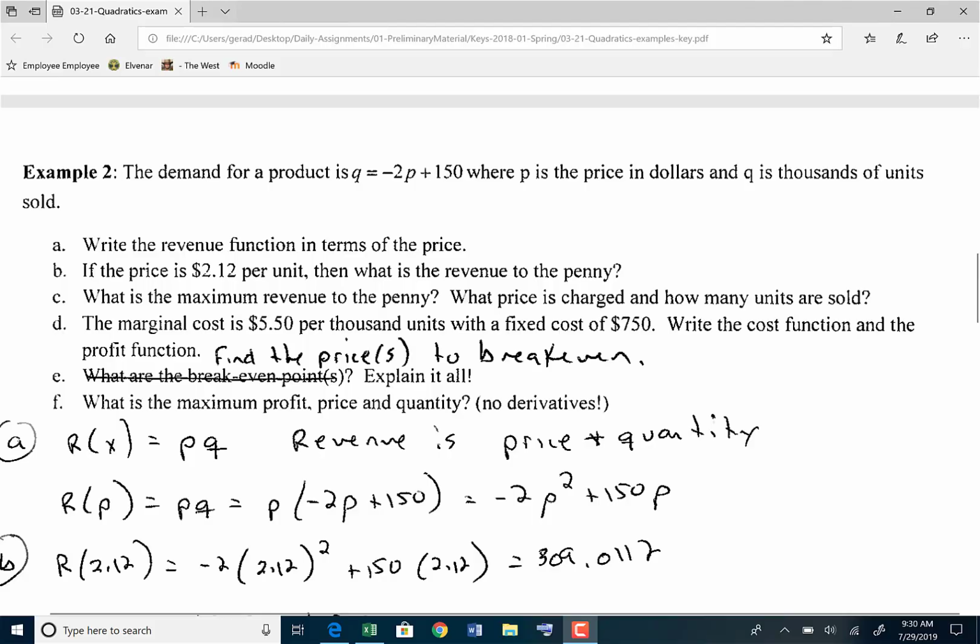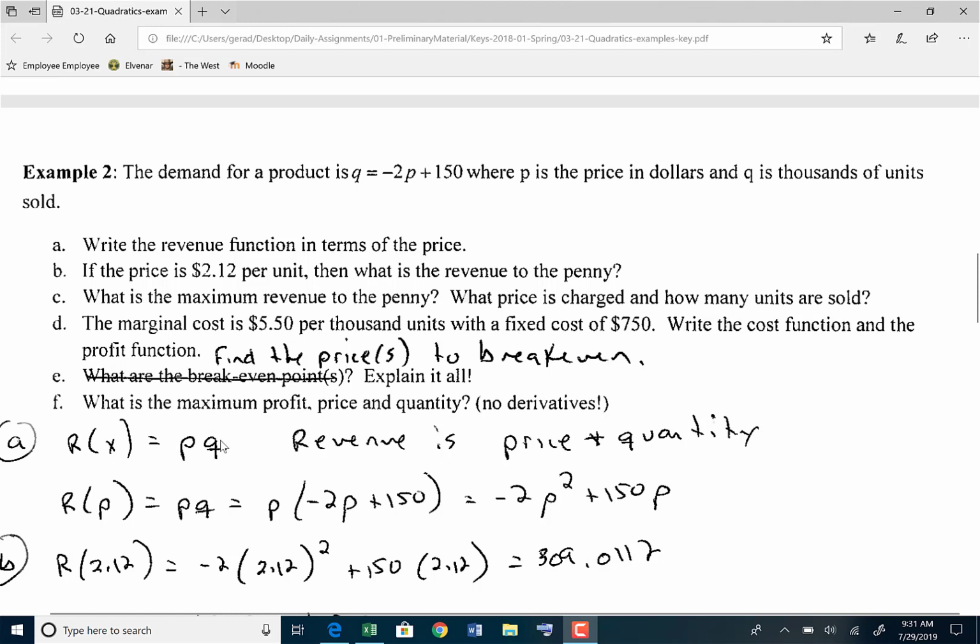This is example 2 for the quadratics worksheet. Part A: write the revenue function in terms of the price. The demand function is already in terms of the price. P is the input. That's what that phrase means. And as you can see, the revenue is always the price times the quantity.